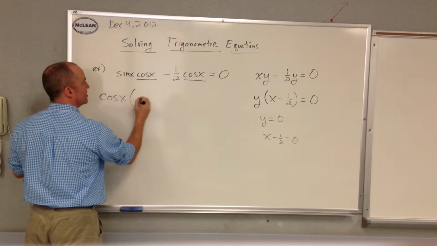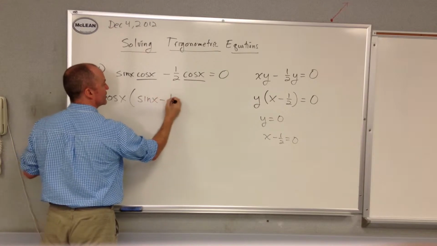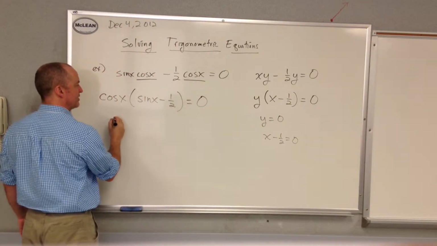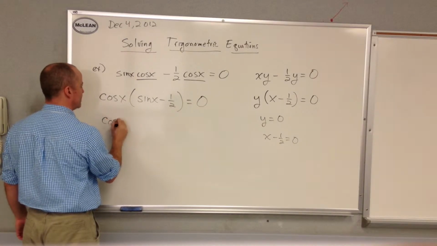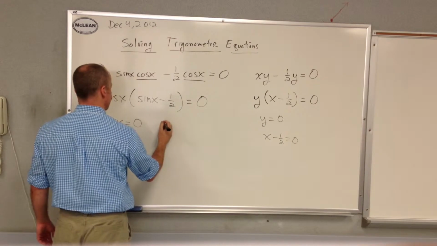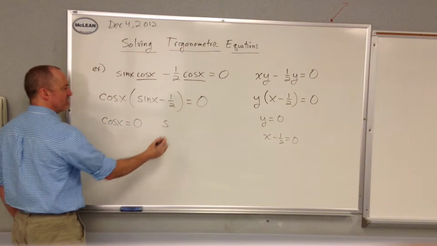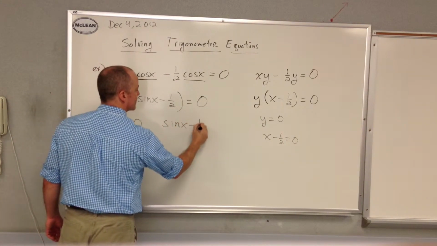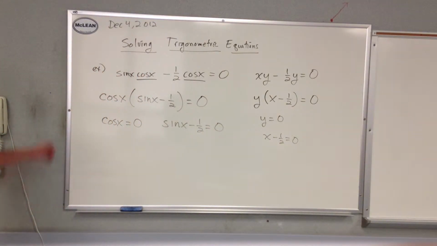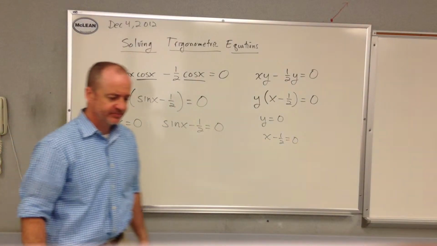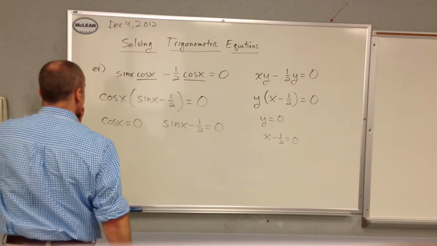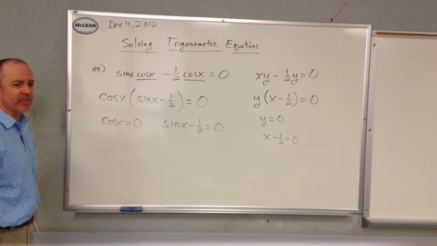So I take a cosine x out of both terms, and this gives me the two factored equations: cosine x equals 0, and also sine x minus 1/2 equals 0. Set each factor equal to 0 separately. But then how do you solve? When does cosine equal 0?